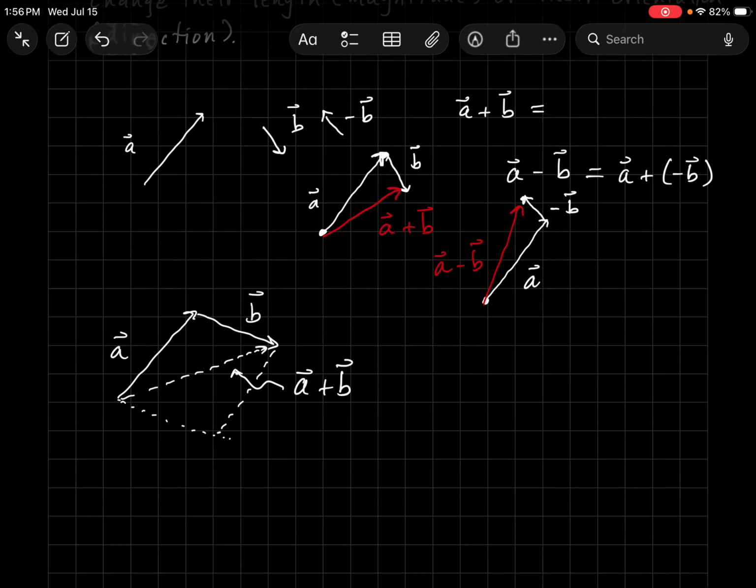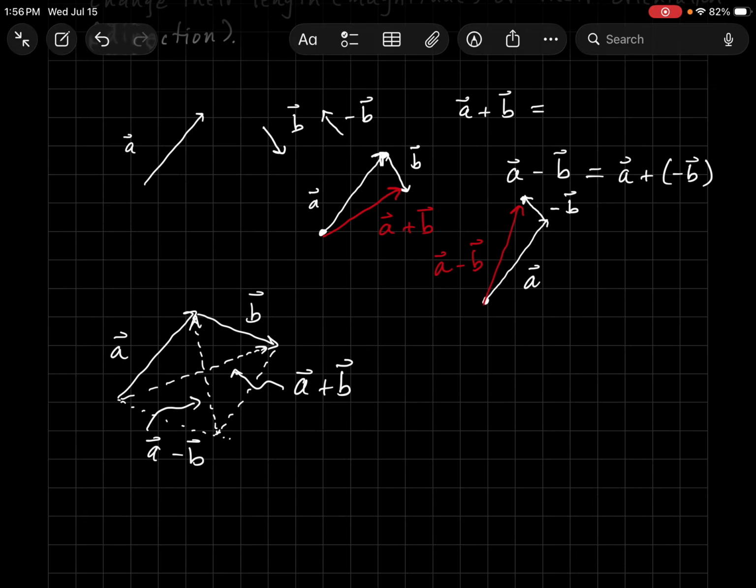And if you think about it, the other diagonal is A minus B. And if you're unsure, just do an example on your own so you can see that. But I just wanted you to be aware that very often A plus B and A minus B are thought of as diagonals of a parallelogram whose sides are made by the vectors A and B.